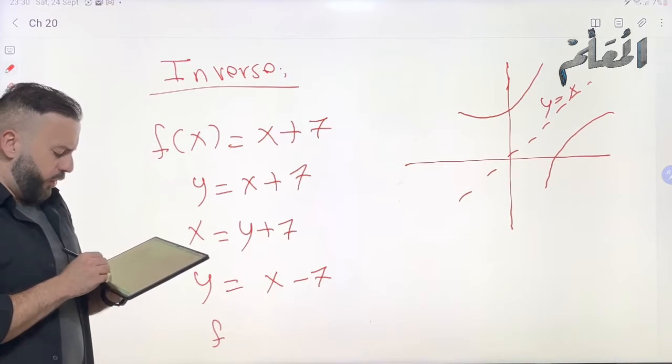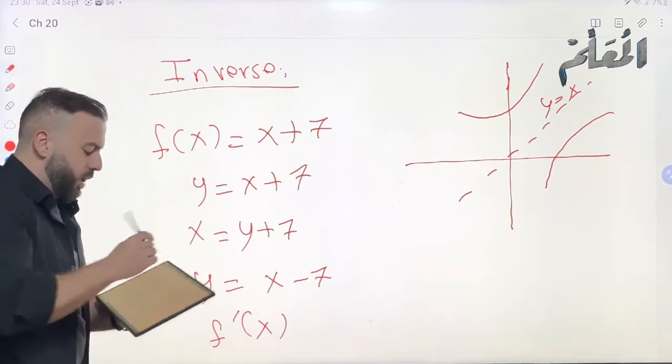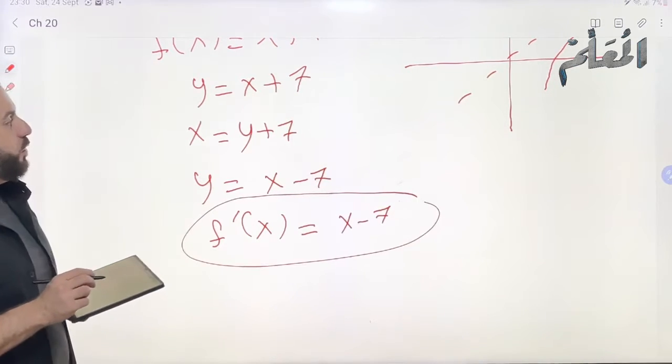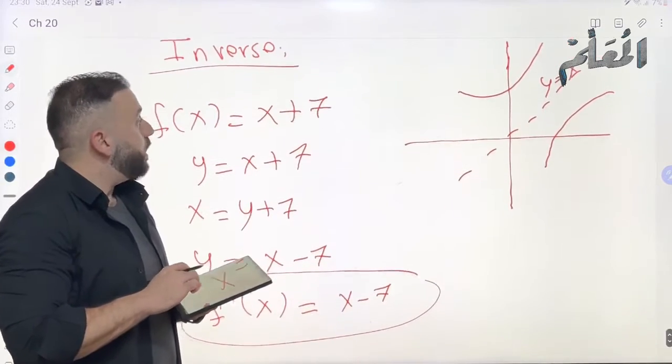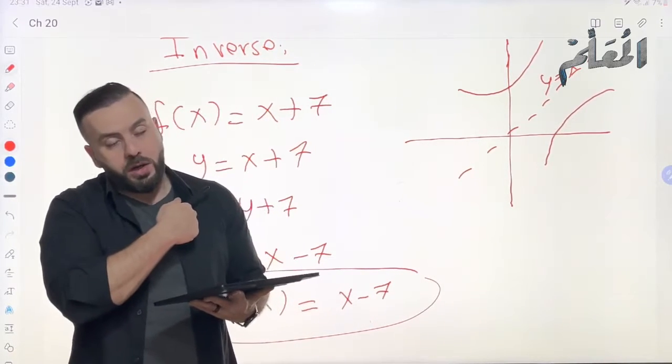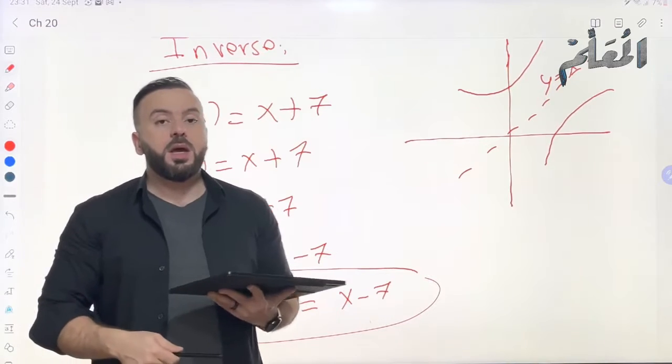And here we go. So I call this f inverse, that's going to be x minus 7. And this is the inverse of the function, which is x plus 7. Also train your hand on the inverse function so you can understand how it works out.